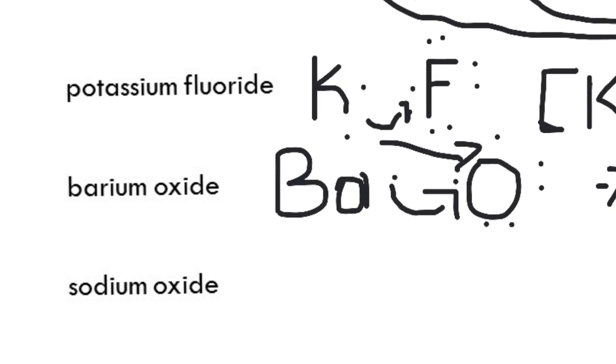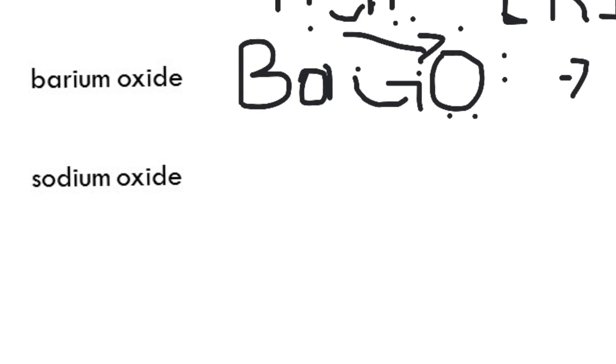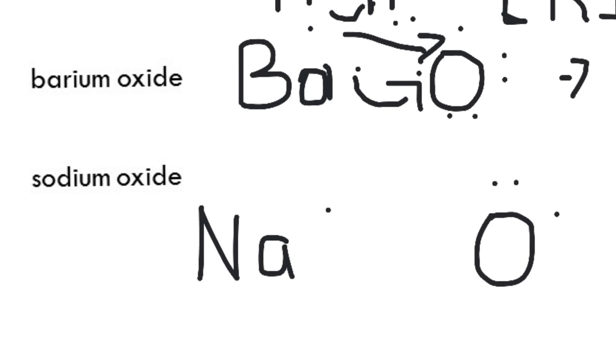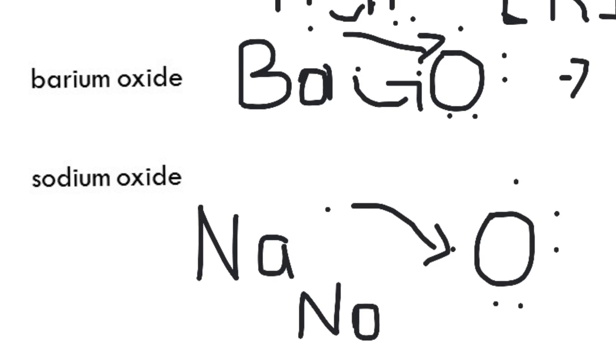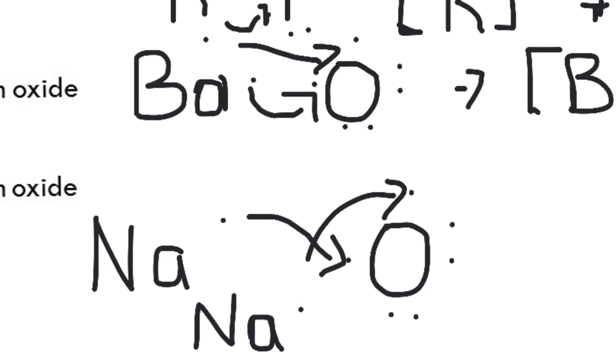Okay, last example, sodium oxide. So sodium is Na. It has 1 valence electron. Oxygen's O, and it has 6 valence electrons. Okay, if I only have 1 Na, it's only going to fill up one of those pairs. So that means I need 2 Nas to fill up oxygen totally to 8.